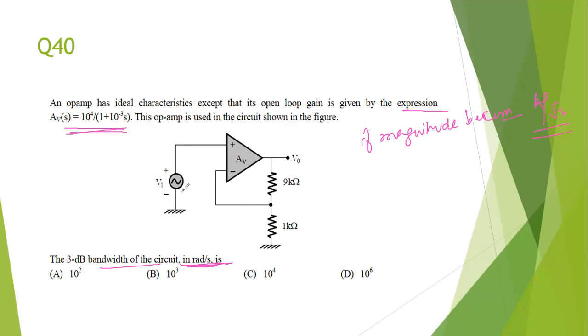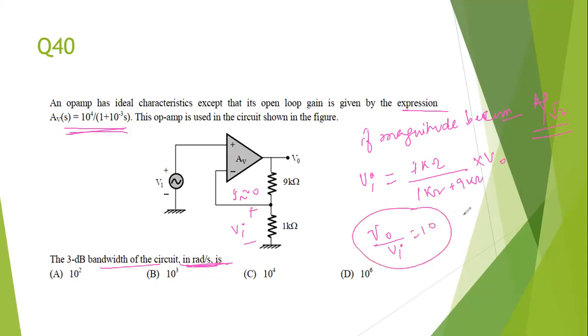So what is the V naught? Let's say this is Vi. What is the voltage gain? Vi can be written here by the voltage divider rule, because this current is 0. Applying the voltage divider rule, 1 kilo ohm plus 9 kilo ohm into V naught. So V naught by Vi equal to 10. So gain is 10. If you plot this gain versus frequency characteristic, this is your 10. Now what's the cutoff frequency? This is the 3 dB cutoff frequency, and this is 10 by root 2.